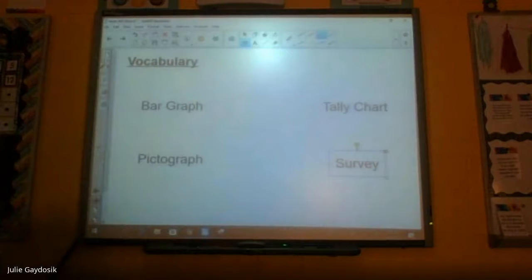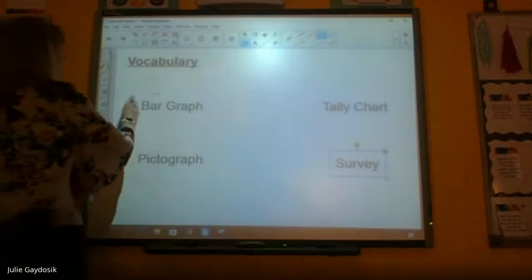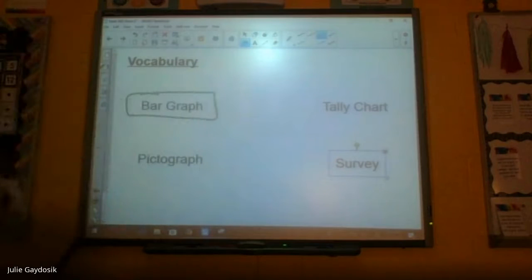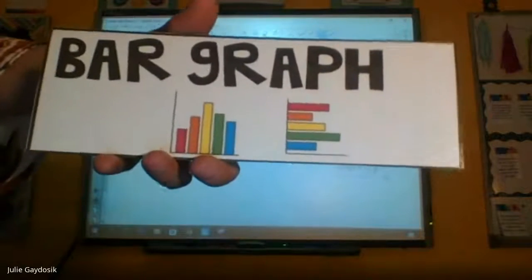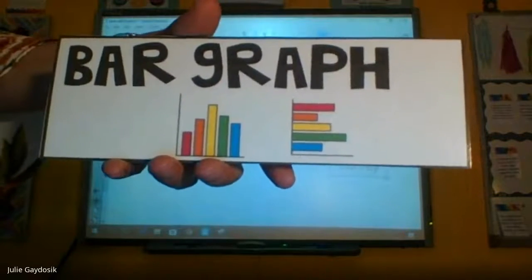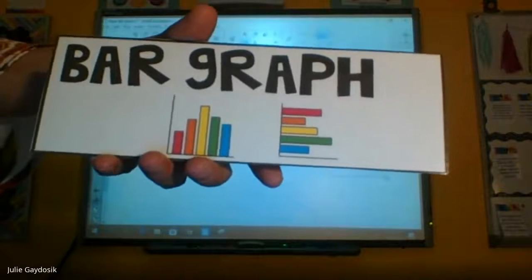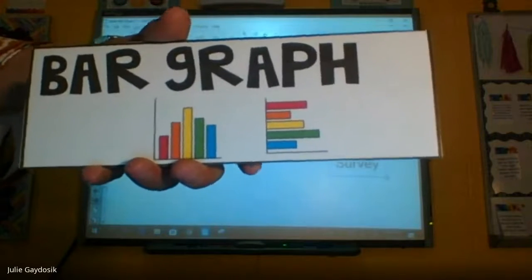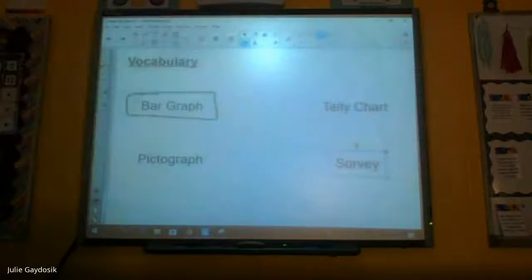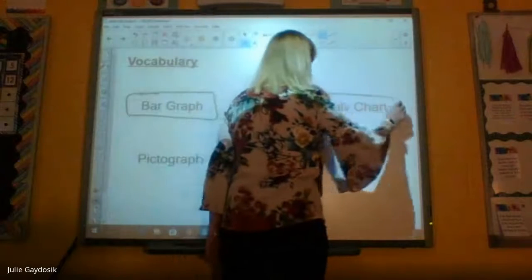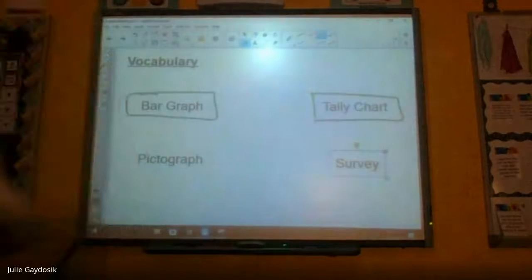I want to talk about the different types of graphs. So a bar graph. Who remembers what a bar graph is? Remember, a bar graph looks like this. It shows the data from whatever you collected in bars, right? So it's pretty easy to see. You could use your blank hundreds chart to do an example of a bar graph. So that's a bar graph. Who remembers what a tally chart is?